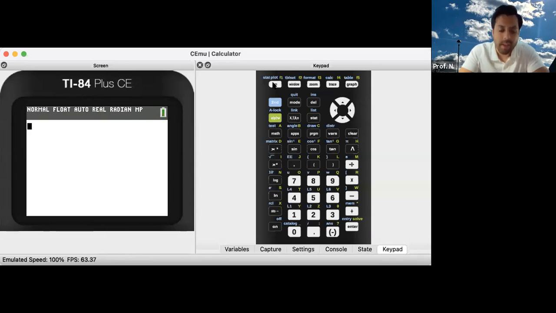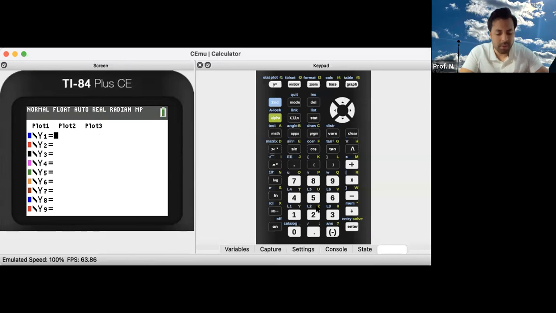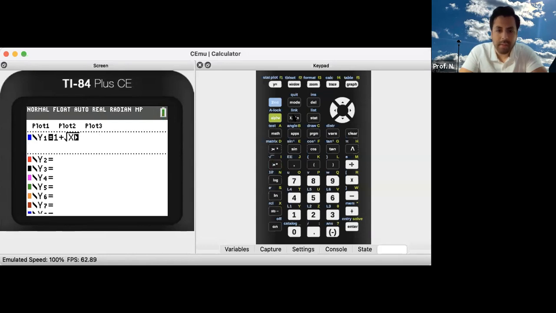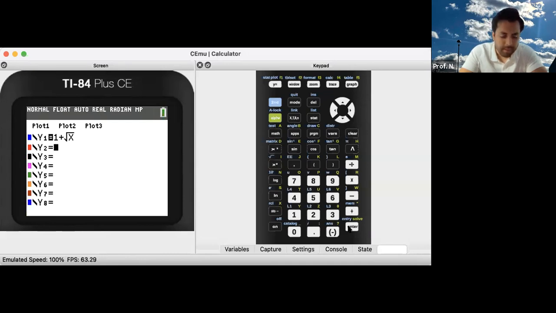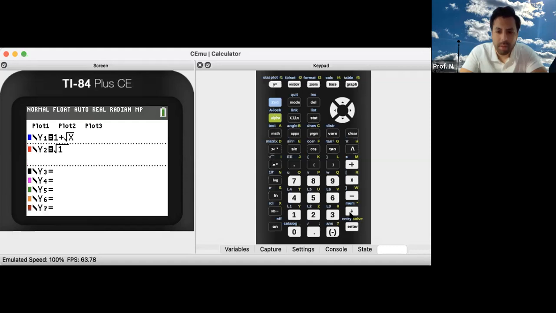So what we're going to do is go to y equals. And of course, we have y1, y2, y3. So these are the y1s I'm talking about. For y1, I'm going to say the left side of the equation is 1 plus the square root of x. So that's going to be my first equation. Press enter. And then my second equation, y2, will be the square root of 1 plus x squared, or x squared plus 1, same thing, right? So here we have both of the equations.